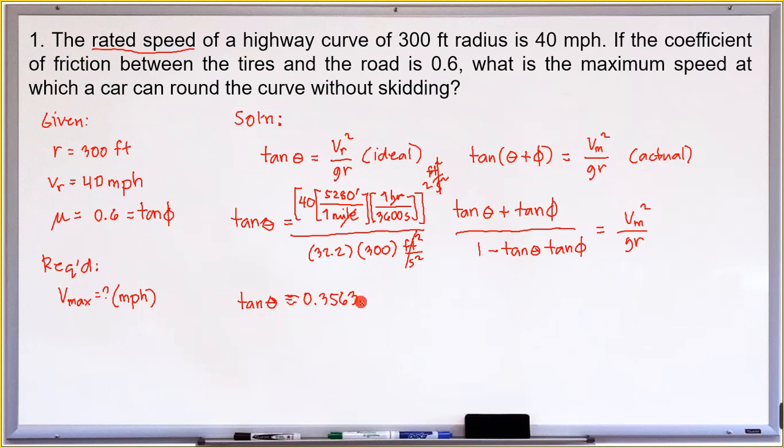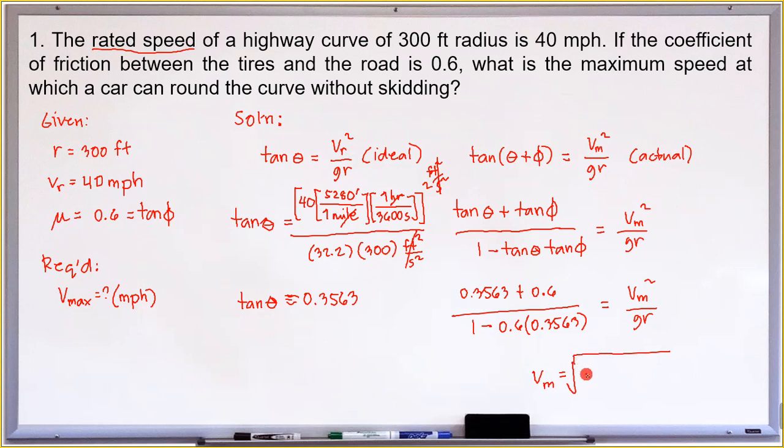Now ato na siya i-substitute diri. So we have 0.3563 minus tangent of phi is 0.6. So minus 0.6. Not minus but plus. Then 1 minus 0.6 times 0.3563. That is equal to V max square all over GR. So therefore, V max is just the square root of GR times this one.